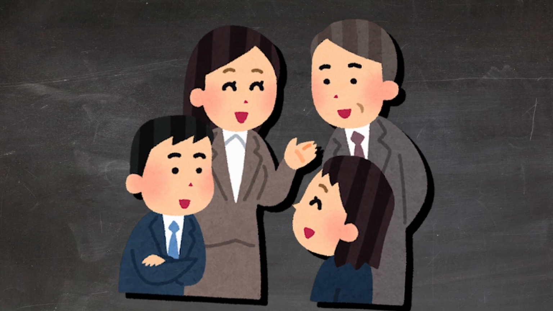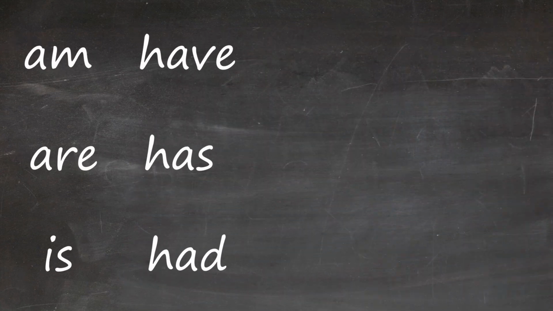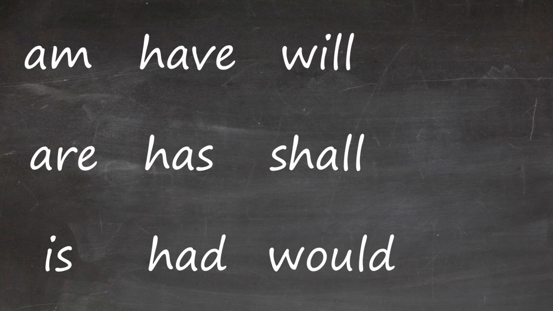The most common are combining the verbs am, are, is, have, has, had, will, shall, and would with the word not. When we make a contraction, we combine two words and remove a letter or two. An apostrophe is used to show the missing letters, and this is put where the letters are replaced. For example, I am becomes I'm, are not becomes aren't, and they had becomes they'd.